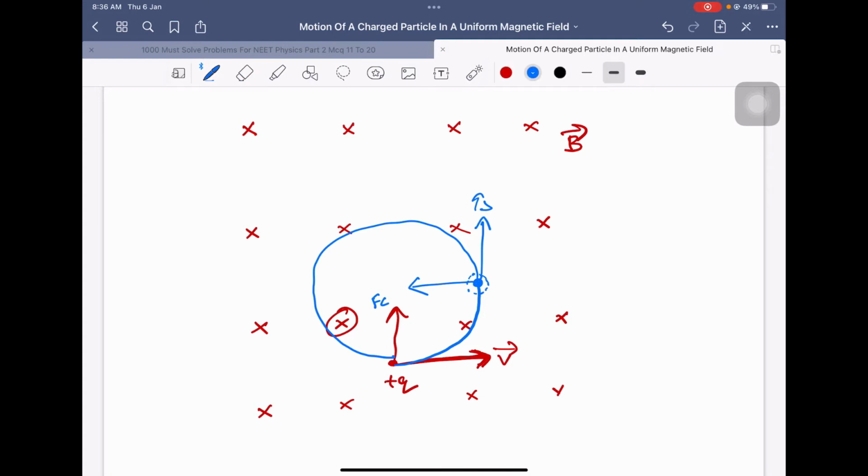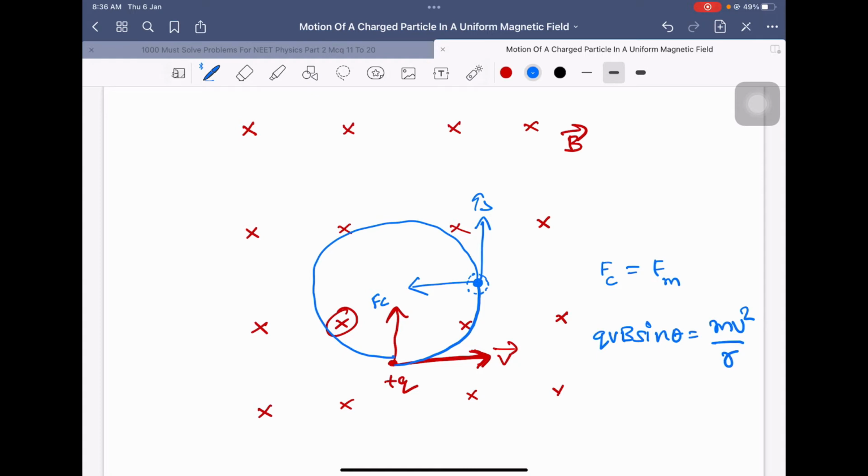outward centripetal force should be equal to magnetic force, okay. Centrifugal reaction should be equal to magnetic force. So what is the equation for magnetic force? Magnetic force is equal to QVB sin theta. QVB sin theta should be equal to mv square by r.